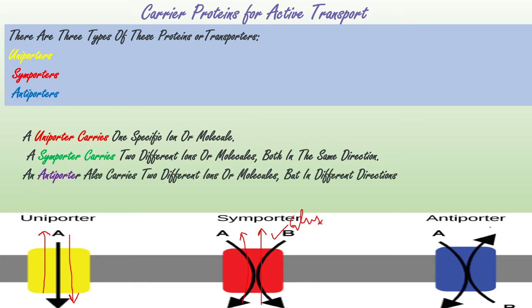What happens? One molecule moves across the membrane in one direction and the other molecule moves in a different direction. For example, if molecule A moves inside the cell, then B has to move outside of the cell. This is the type of antiporter transport.